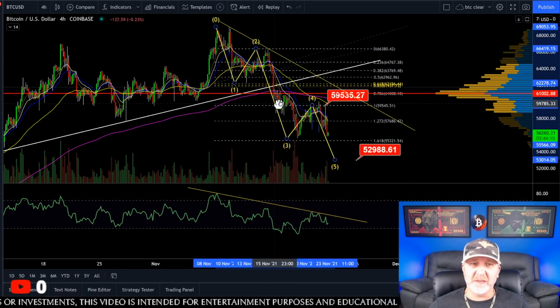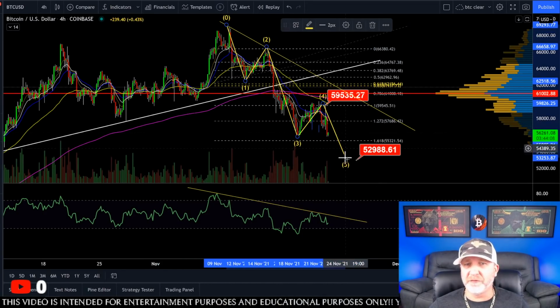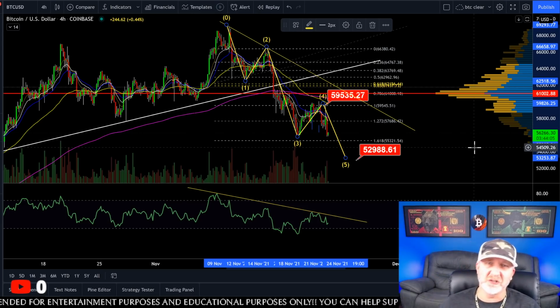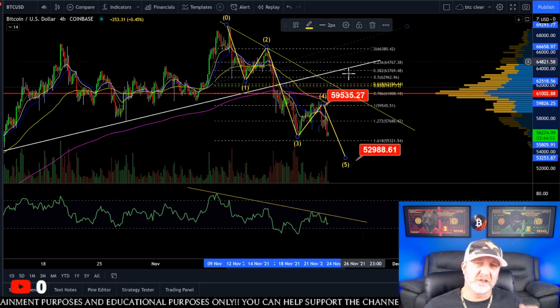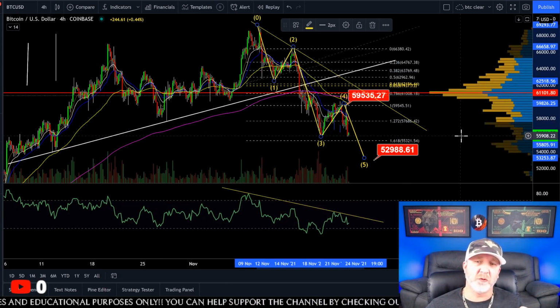So like I said, keep an eye out for 51 to 53,000, somewhere in that range. This wave should be over, and then we should start wave 2 up, like I said, which I will be looking to long.